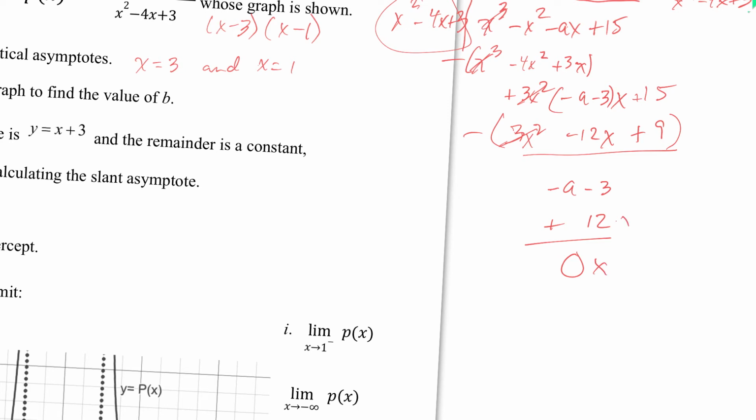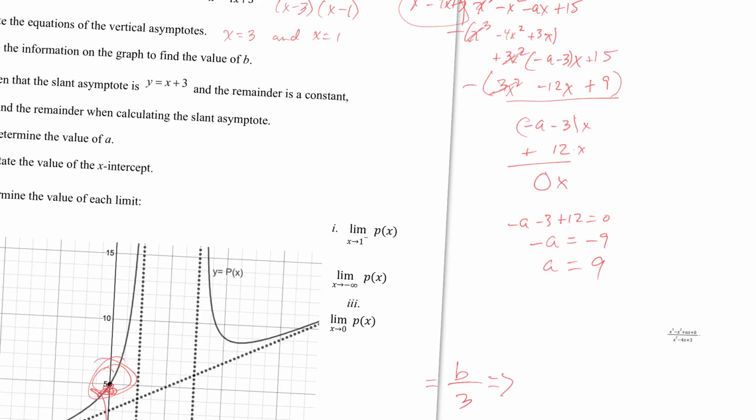Now both of these are x terms, okay? But really what I have is negative a minus 3 plus 12 equals 0. If we didn't, we'd have a non-constant remainder. So if this doesn't equal 0, then it doesn't divide out. So solving for a, we subtract 12 and add 3, we get negative a is equal to, I believe that's negative 9. So a is 9. So that means a equals 9.